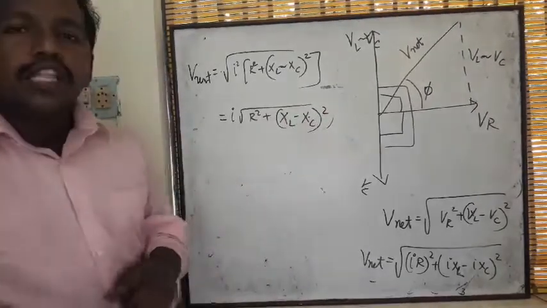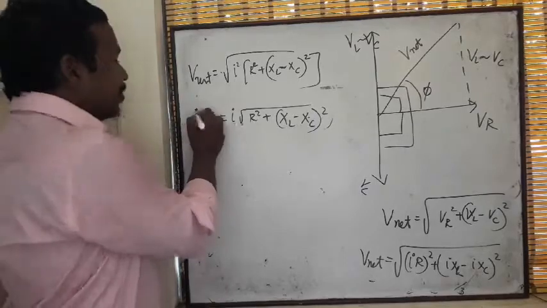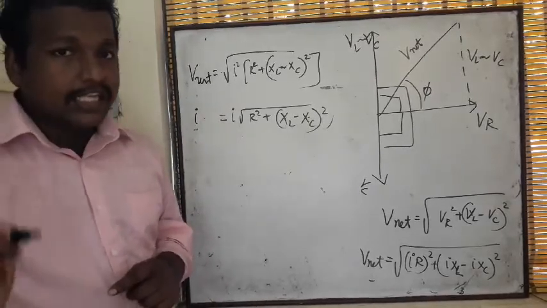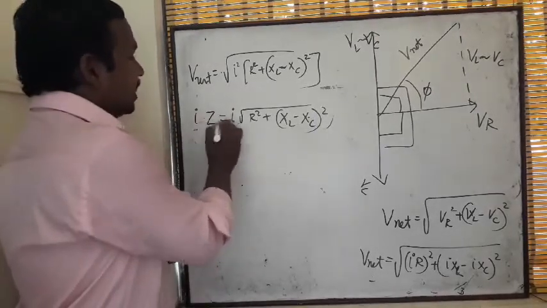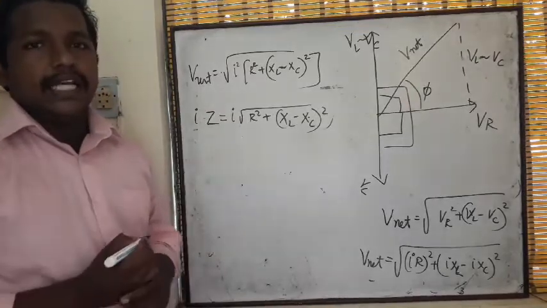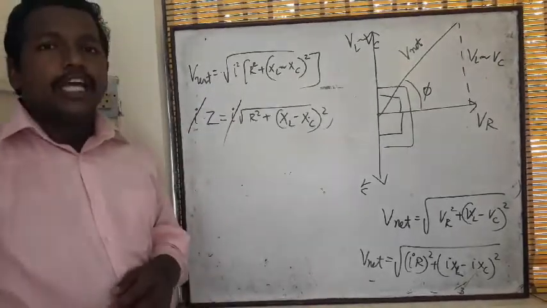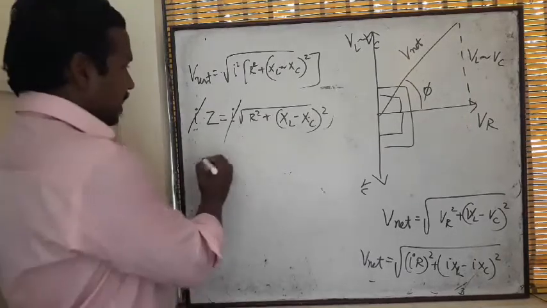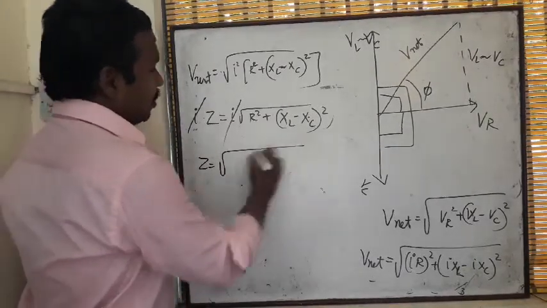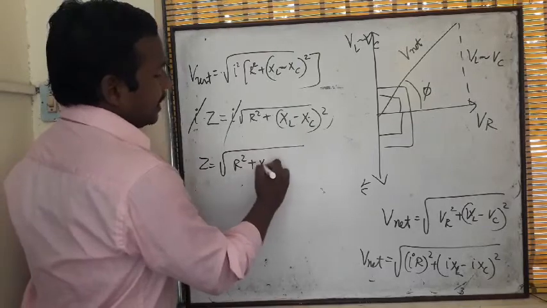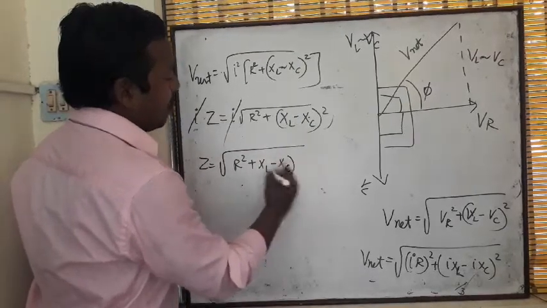As we know, the net voltage is the current times the total resistance. The total resistance I am going to call Z. Z is called impedance here. The impedance is the overall resistance produced in an LCR circuit. I gets cancelled, so Z is equal to root of R square plus XL minus XC whole square.